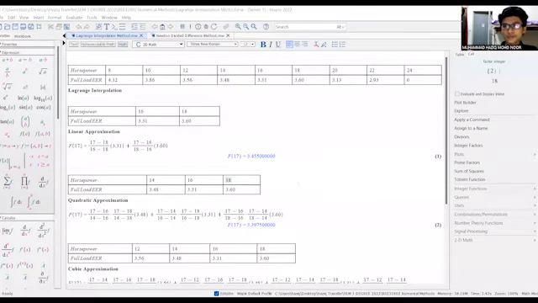Hello and Assalamualaikum. I'm going to demonstrate the simulation method for Lagrange interpolation and Newton divided difference for our numerical method assignment.